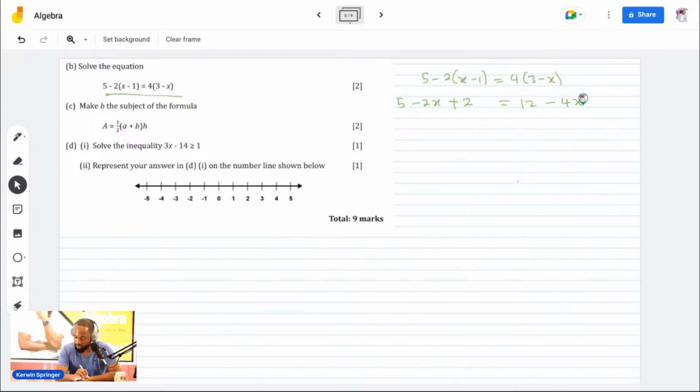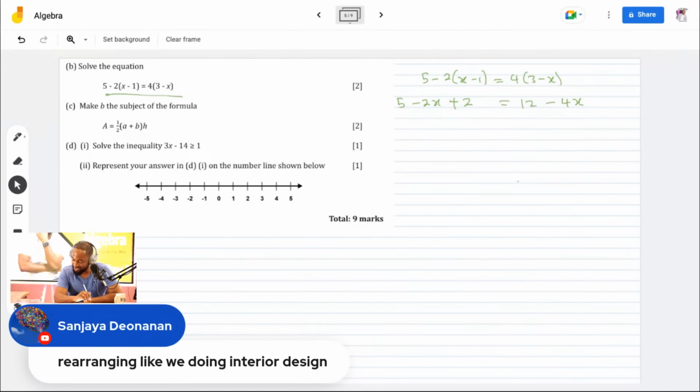Is anyone in the chat following me? Are you seeing it? Rearranging like we do in interior design. Sanjay, how is the work?